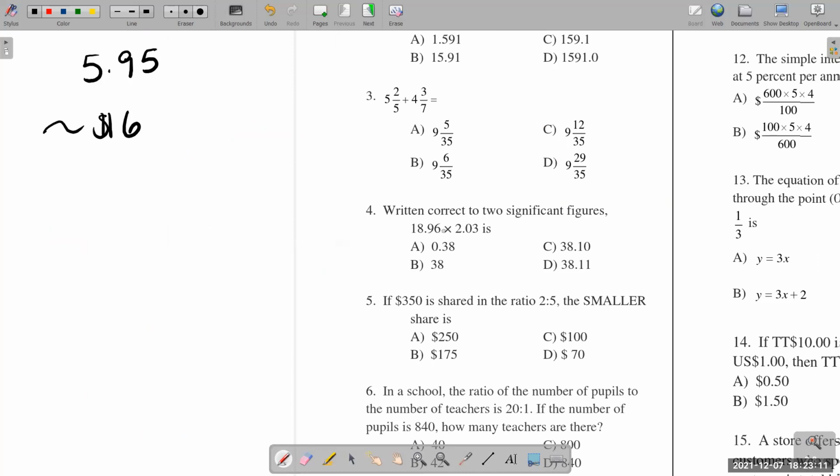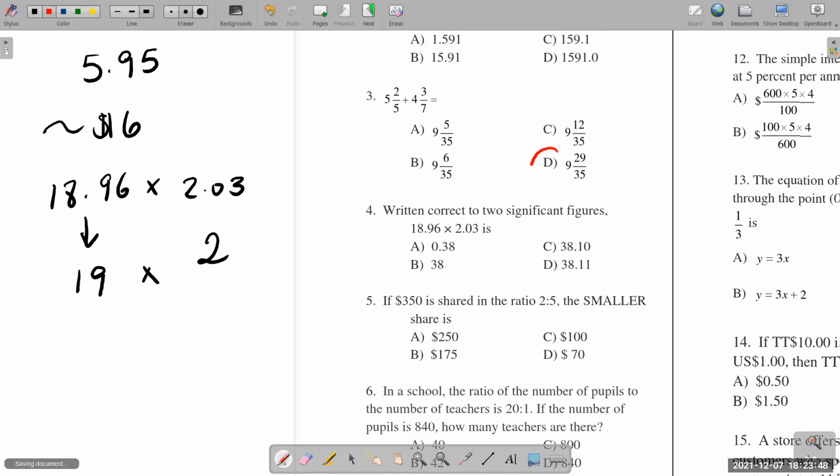So let's look at these two things. If I was to round off $18.96 times 2.03, what can I round off this to? Come, talk to me. $19. Very good. What would I round off $2.03 to? $2. So if you were to look at that, you realize you got two things you could use. So if you were to look at the estimation without calculating, what could be the only answer? B.